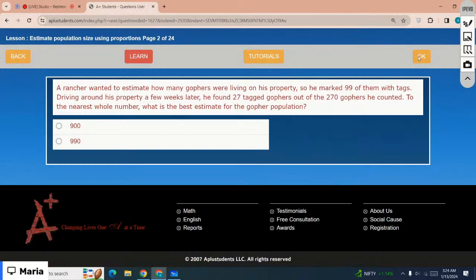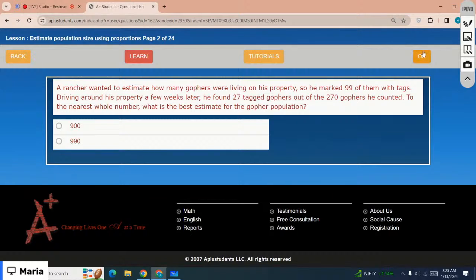A rancher wanted to estimate how many gophers were living on his property, so he marked 99 of them with tags. Driving around his property a few weeks later, he found 27 tagged gophers out of 270 gophers he counted. To the nearest whole number, what is the best estimate for the gopher population, right?